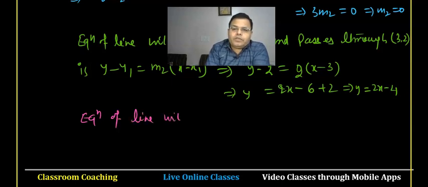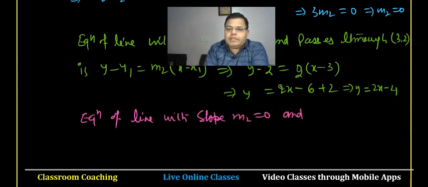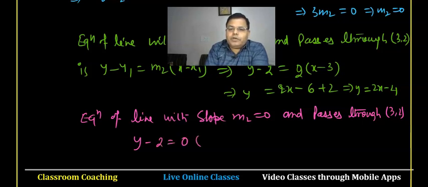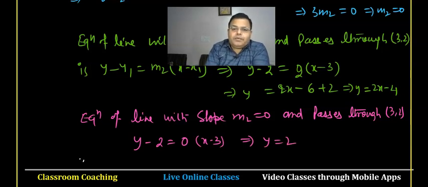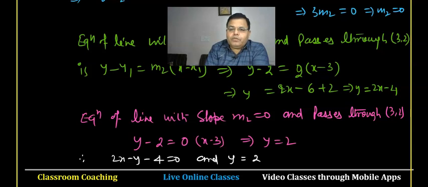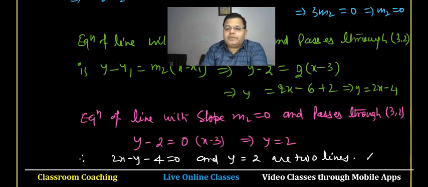equation of line with slope m2 is equal to 0 and passes through 3 comma 2. That can be y minus y1, that is y minus 2, is equal to 0 into x minus 3, and that will be y is equal to 2. And therefore there are two lines. One, 3x minus y minus 7 is equal to 0, and y is equal to 2 are the two lines. That is the answer.